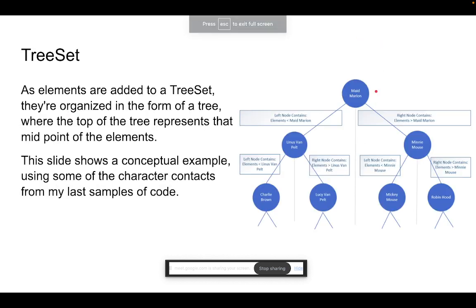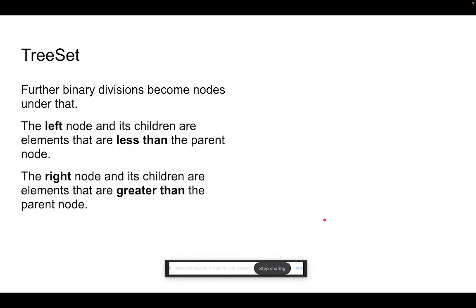Okay, so in the tree set that we have created with the name full set, this is how the values might be stored based on the names, right? Since it's a binary search tree, Mean Marion is at the top, followed by Linus Van Pelt, Charlie Brown, Daffy Duck, Minnie Duck, and all those.